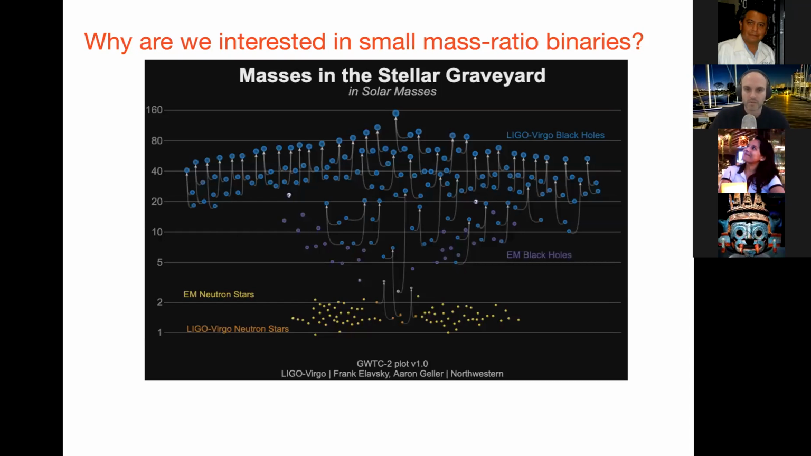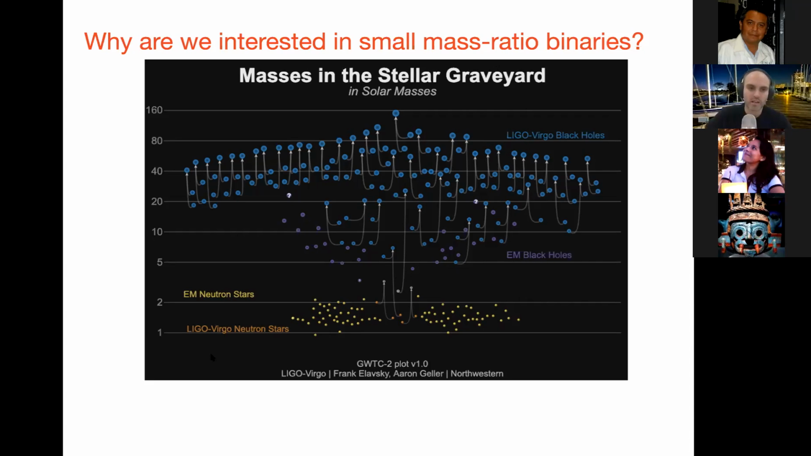So as I said, I would start with a bit of motivation. So why are we interested in small mass ratio binaries? And I thought I'd start with this nice plot that came out recently after the release of the first or second O3 catalog from the LIGO-Virgo collaboration, which shows all of the black holes and compact objects, or many of them, that we know in the universe now.